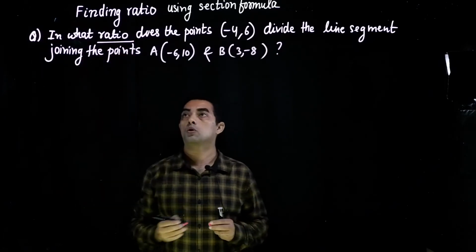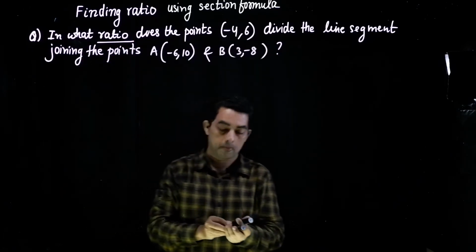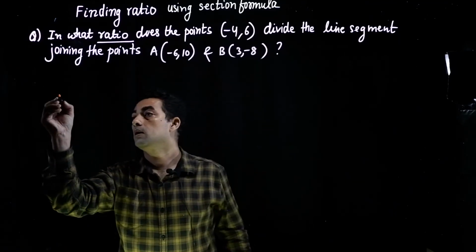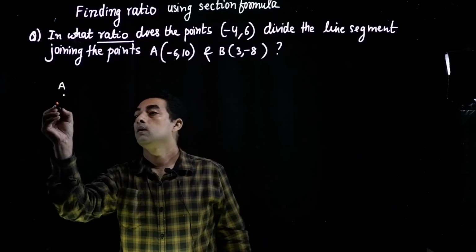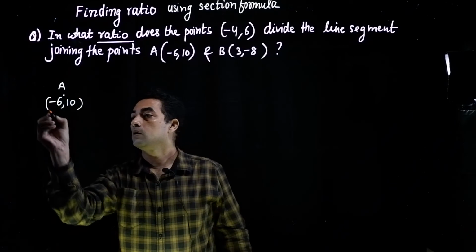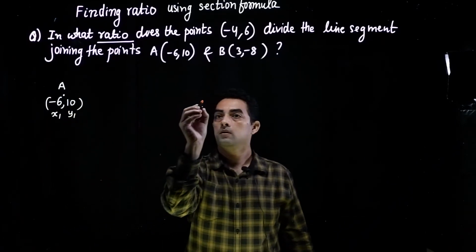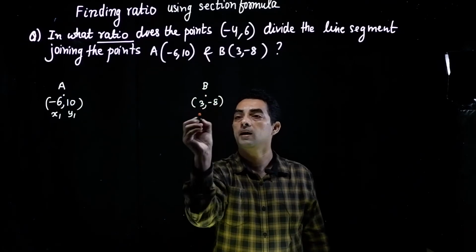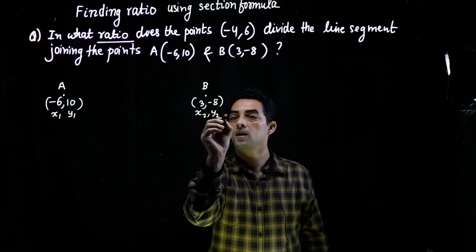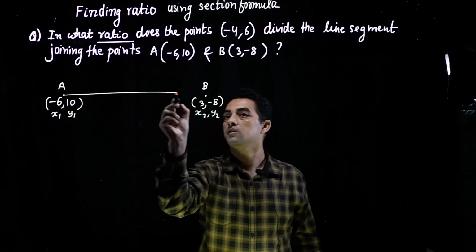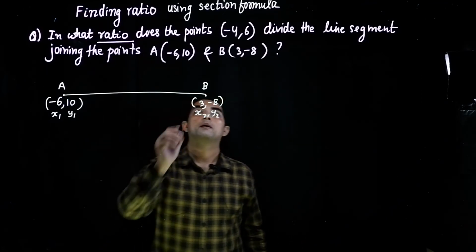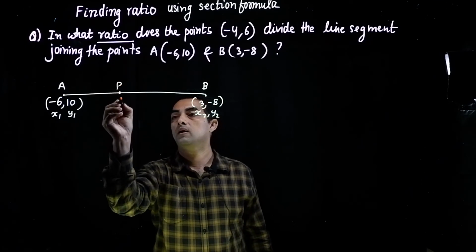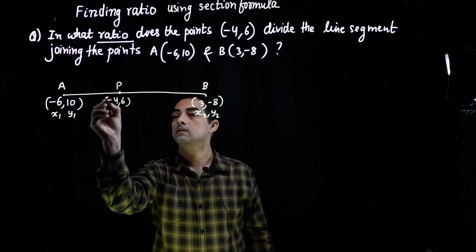In what ratio? So the question will be given, you have to find out the ratio. So let's draw this. The first thing is the correct diagram. We have got 2 points, point A and point B. Let's say point A is over here, which is (-6, 10), my x1, y1. Let's take over here the point B, coordinates (3, -8), which is x2, y2. Let's join them with a straight line, and the point (-4, 6) is somewhere over here. Let's call this point P, which is (-4, 6).